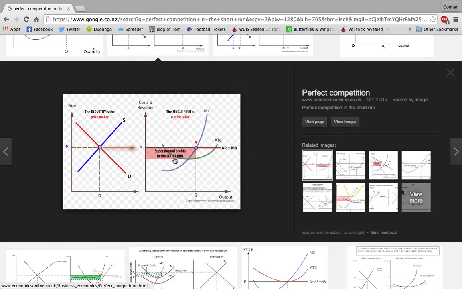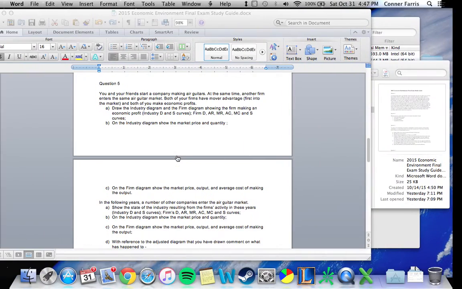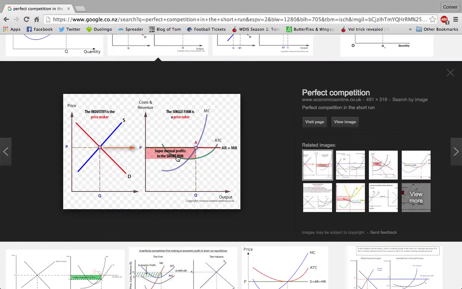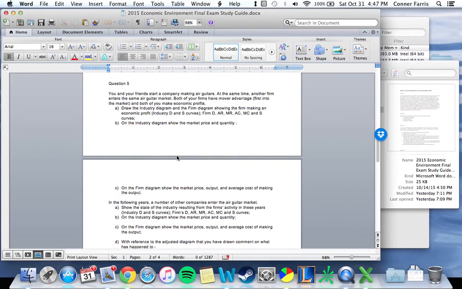Supernormal profits in the short run, this is economic profits, same thing, supernormal and economic are just two terms for the same thing. What we've called it in class is economic profits. More than normal profits, which is what you make in perfect competition in the long run. All right, so you're going to be doing this. So A is what you saw here, is exactly this. And B, show market price and quantity.